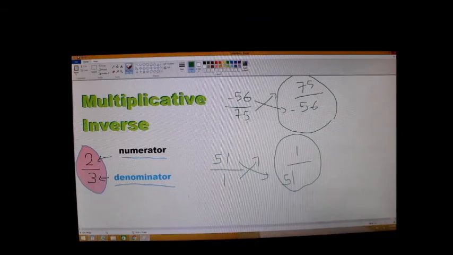By now, I hope you learned what a multiplicative inverse is. I walked through a couple of problems and explained how I got the answers.